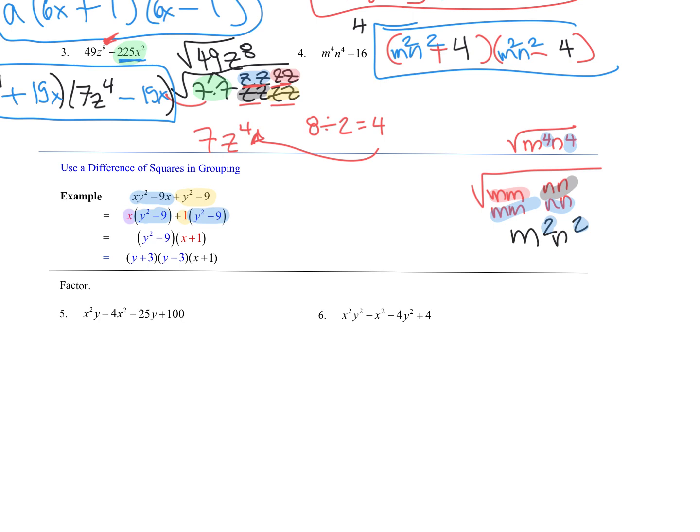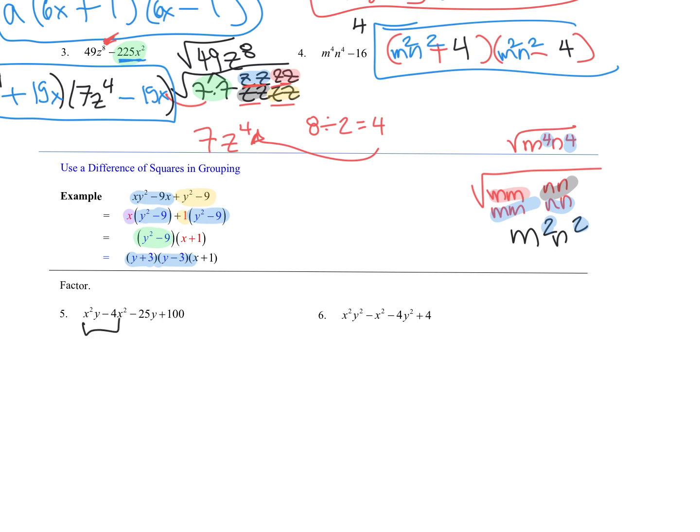But we're not finished because y squared minus 9 itself is the difference of squares. And so we continue to factor. We end up with y plus 3 times y minus 3, and then times x plus 1. So basically, you have to factor and factor and factor and make sure you can't factor any farther before you think you're done. Okay, so let's do a few together.